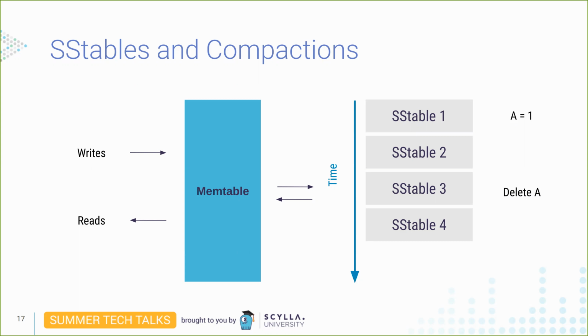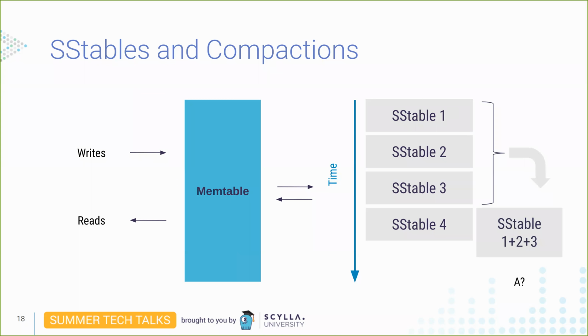Knowing that SStable is immutable, what happens to A? We cannot delete A from all SStables, so in this case, A will be eventually deleted in the next compaction. So a compaction is an operation in which a group of SStables is read to write a new SStable containing only live data. This is efficient because SSTables are ordered, so we read only once.